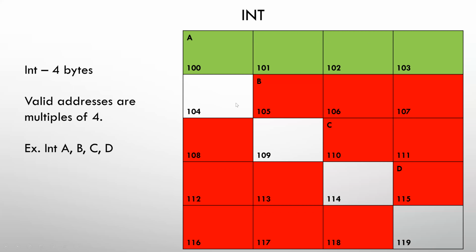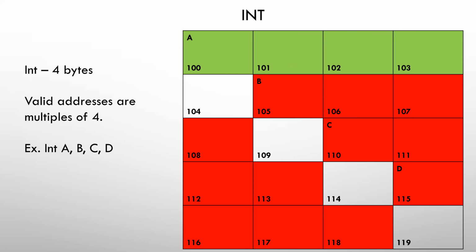But now we're starting in 105, which is not a multiple of 4, so that's red. Now we start in 110, in the third spot, not a multiple of 4, so that can't be used. Then we start in the last spot, 115, again not a multiple of 4, and also cannot be used.